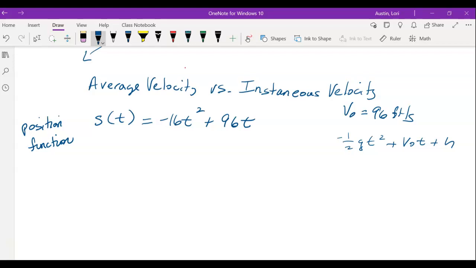So now, what I want to do first is talk. Did you have a question? No. I want to talk average velocity.